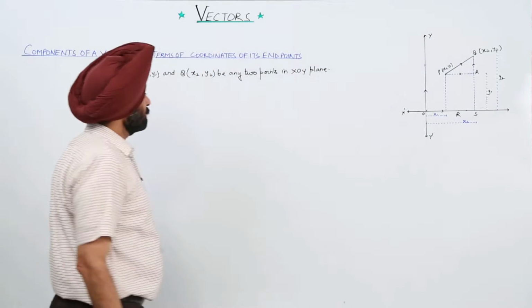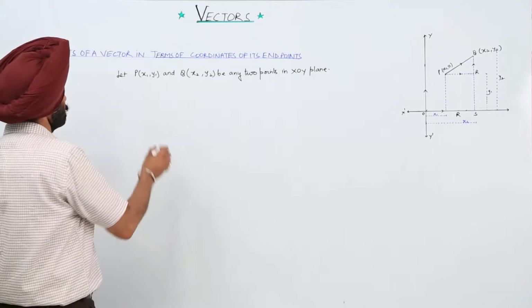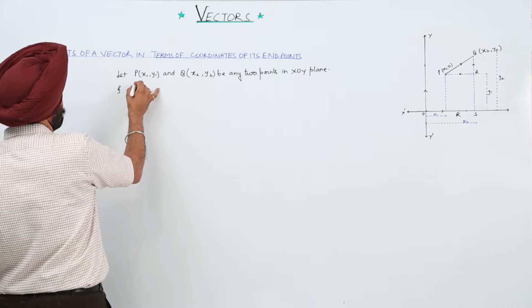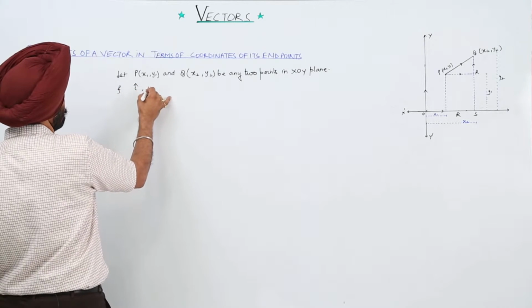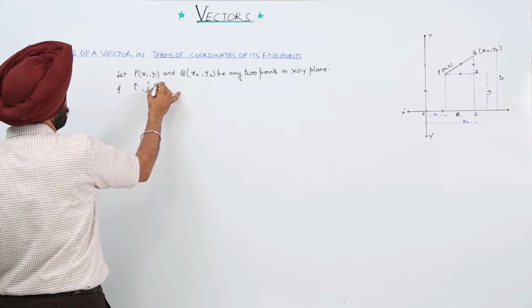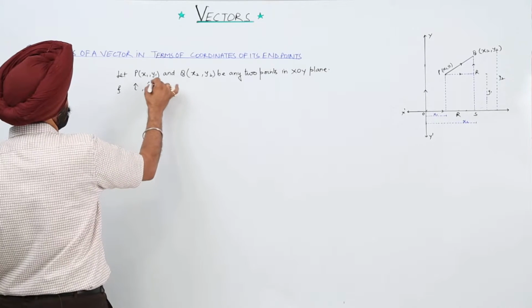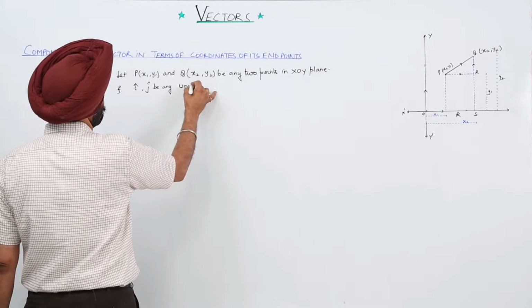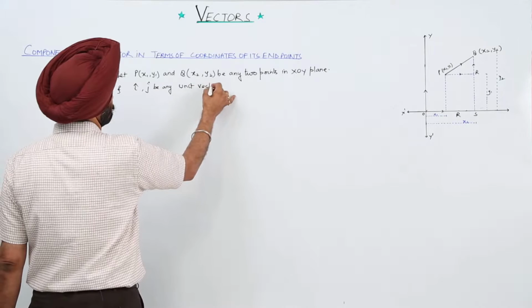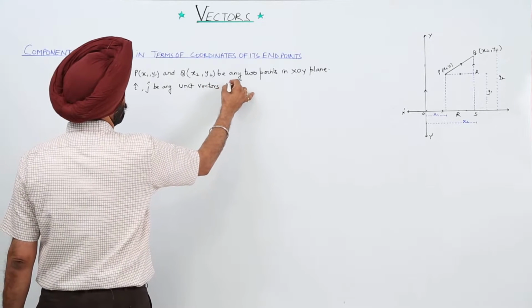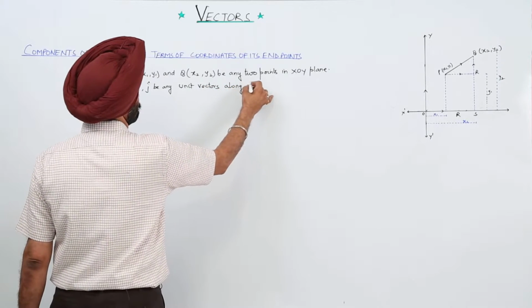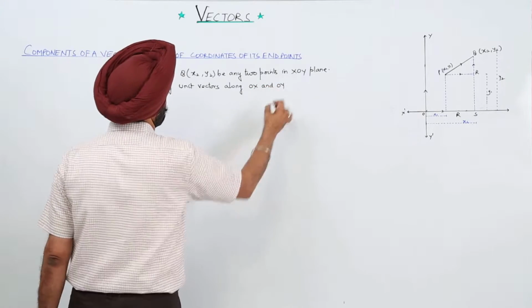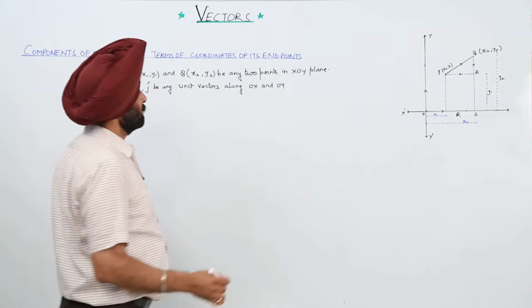First thing about the points P and Q. And let i cap and j cap be any unit vectors along OX and OY respectively.